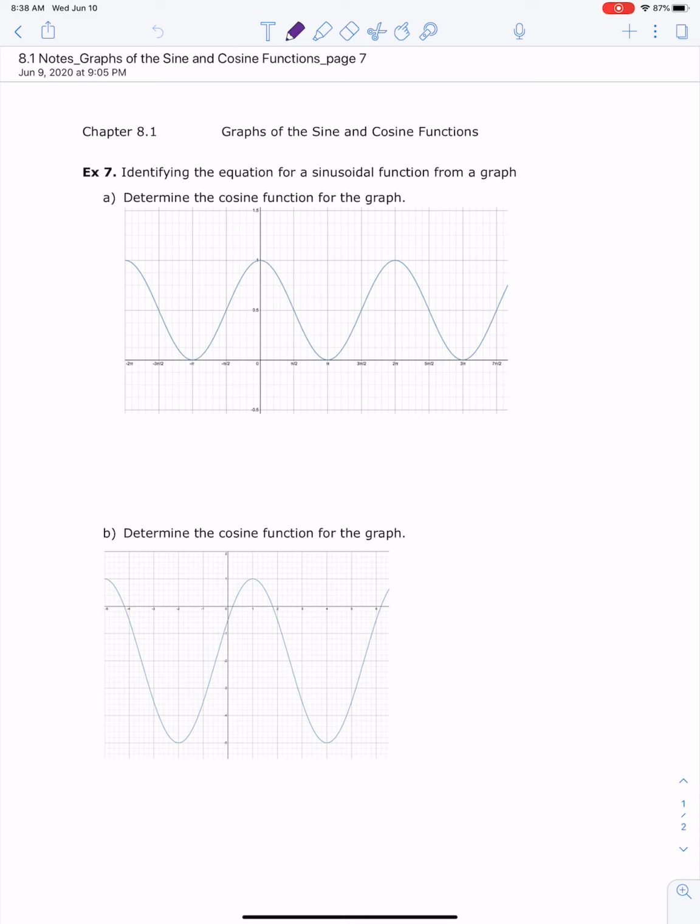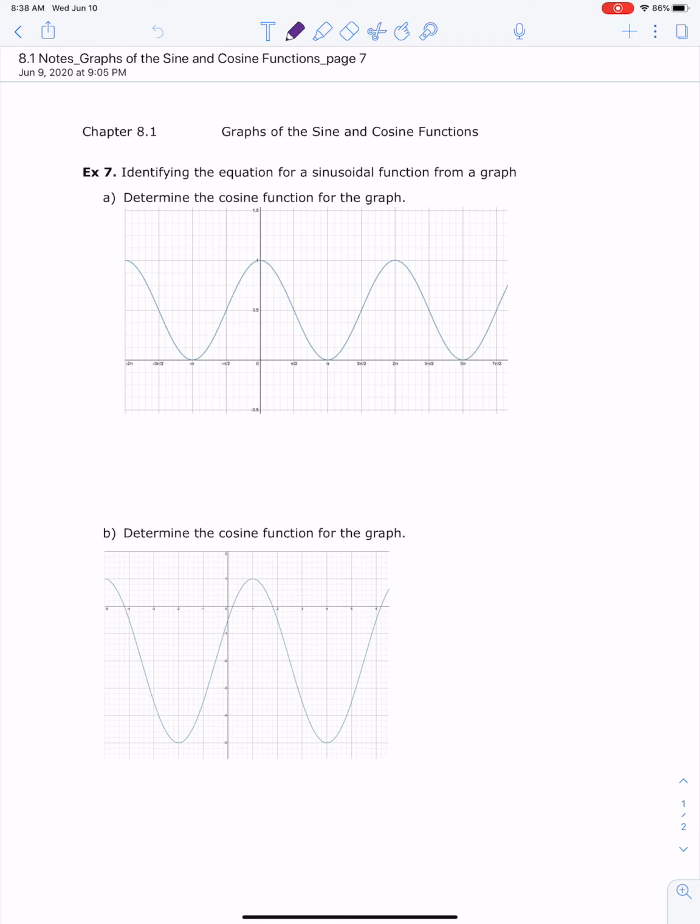Okay, now we're going to go the other direction. We've got a graph. We want to be able to use what we know about those properties to write the equation. So here's what we're going to do. This one asks 7a. You'll notice both a and b are asking for the cosine function. There are a couple of different things I want to point out.